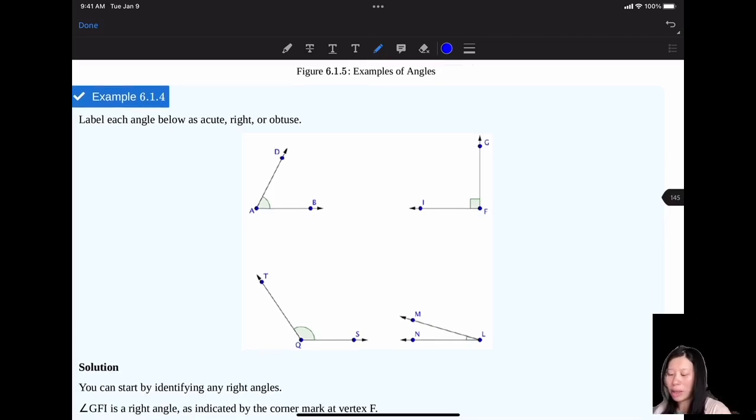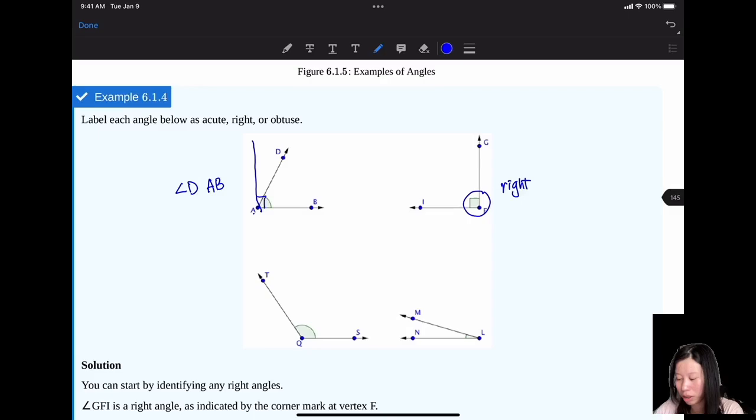Okay, so label each of the angles below as acute, right, or obtuse. So this one with the right angle sign, we know that this is going to be our right angle. For this one, angle DAB, endpoint, vertex, another endpoint, is a what? Since it's less than 90 degrees, because you can tell 90 degrees in here, right? So it's less than a right angle. So that means this is an acute angle.